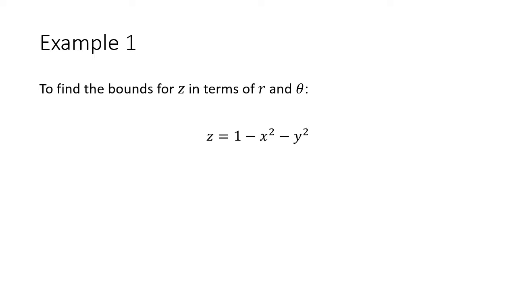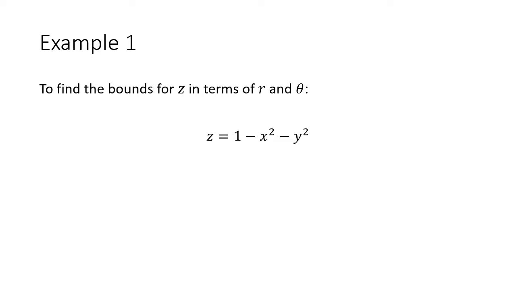My function is z equals 1 minus x squared minus y squared. Now I can just go ahead and blindly substitute my substitutions for x and for y, being r cosine theta and r sine theta. But if I can, again, hopefully see that x squared and that y squared, there's going to hopefully be a better way to do that.